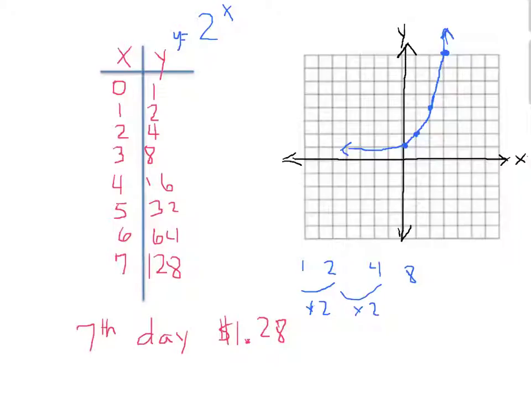And so then let's check that. If we put 0 in for x, 2 to the 0 power is 1, anything to the 0 power is 1. If you put in 1, 2 to the first, you get 2. 2 to the second for x, you get 4. 2 to the third, you get 8.